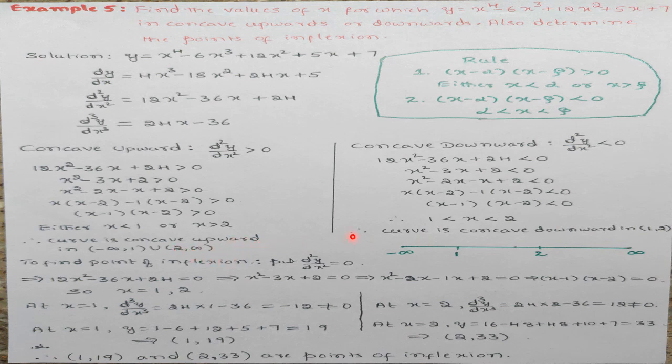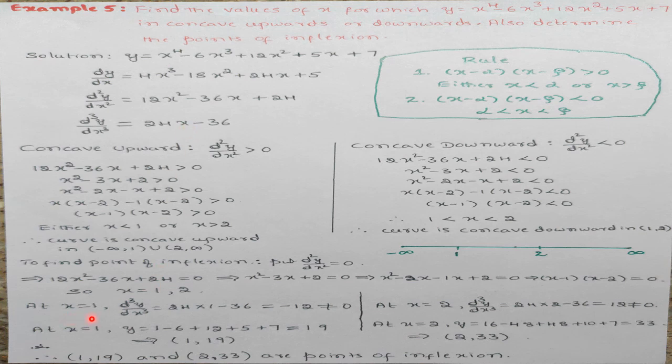Okay, this is over. Next, to find the point of inflection, put the second derivative equal to 0. Putting this 0, you will get (x − 1)(x − 2) = 0. You will get 2 points, isn't it? x = 1 and x = 2. Here 2 points. Check at x = 1 whether the third derivative is 0 or not, and at x = 2 also whether the third derivative is 0 or not.